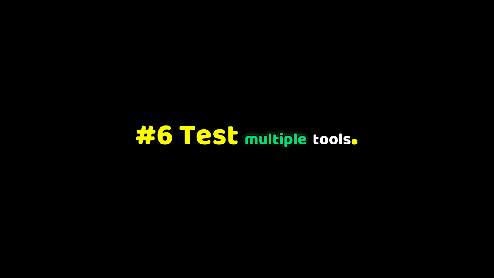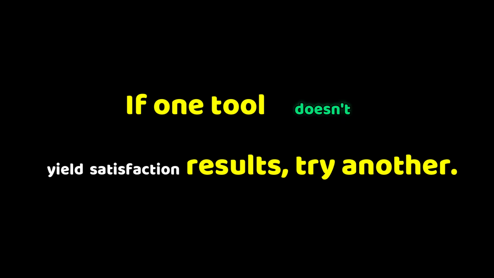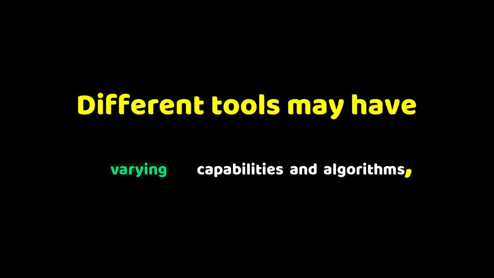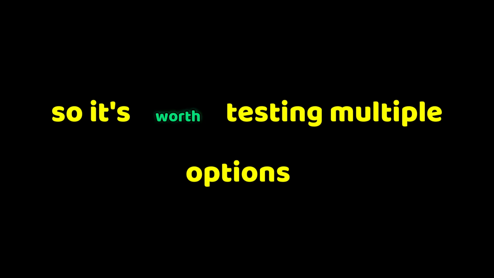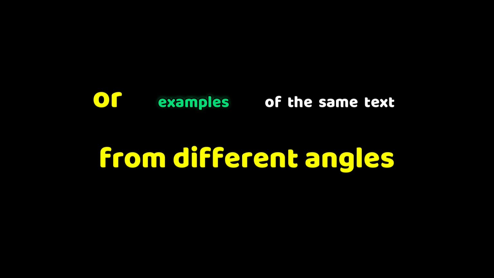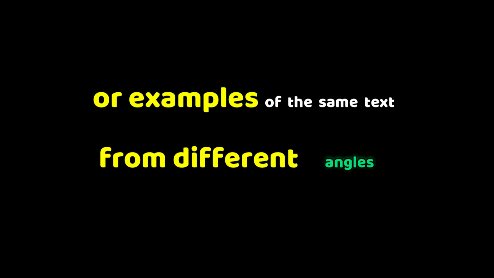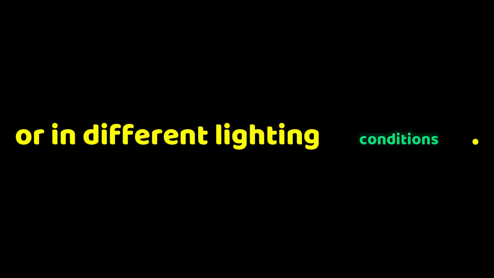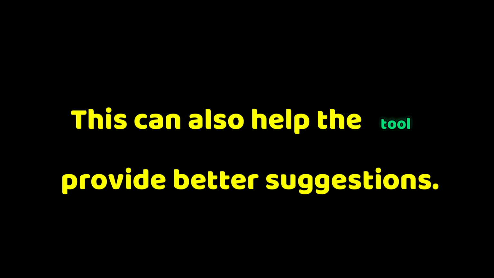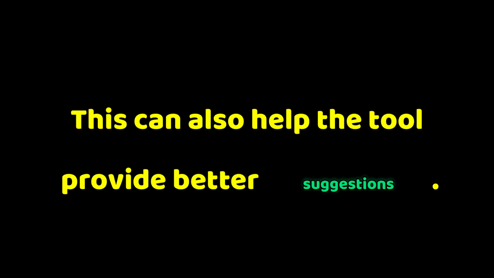Number 6, test multiple tools. If one tool doesn't yield satisfactory results, try another. Different tools may have varying capabilities and algorithms, so it's worth testing multiple options. Number 7, use multiple examples. If you are unsure about a font, try making multiple images or examples of the same text from different angles or in different lighting conditions. This can also help the tool provide better suggestions.